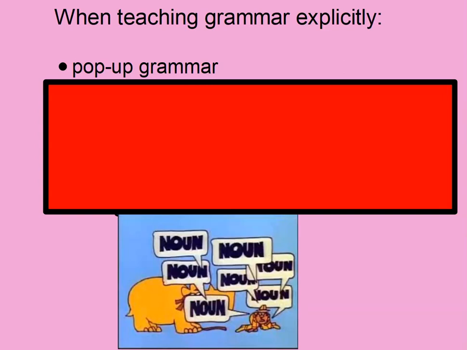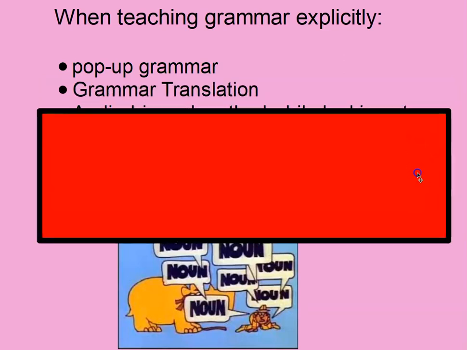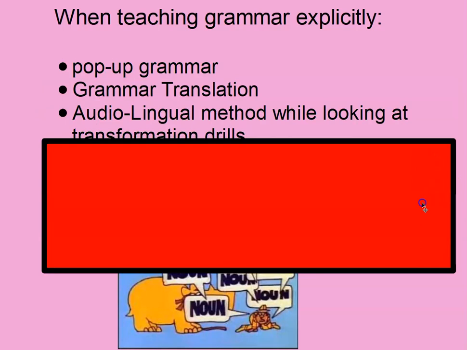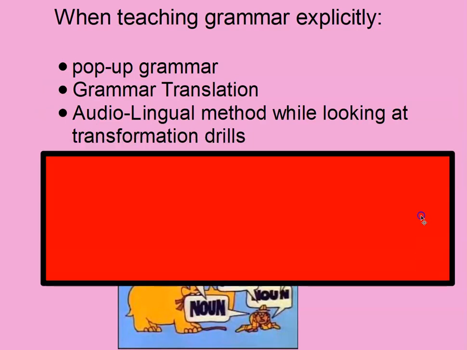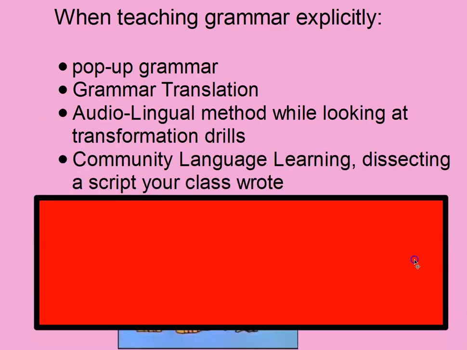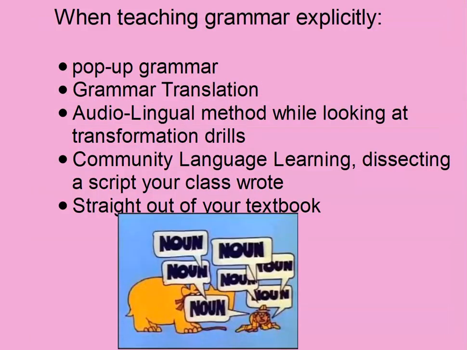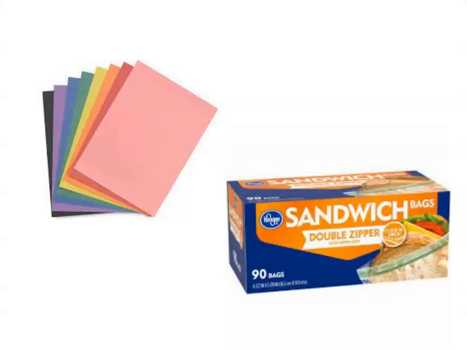When you're teaching grammar explicitly, you've got some pop-up grammar thing going on. You're using the grammar translation method. You're doing the audiolingual method, and you're looking at a transformation drill. You're doing some community language learning and dissecting a script your class wrote, or you're working straight out of the textbook. This is an absolutely wonderful one to do in the target language, even for first-year students. Give the instructions in English so that they all know what's going on.